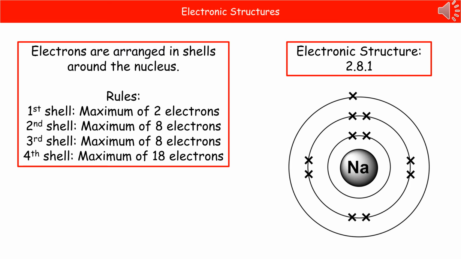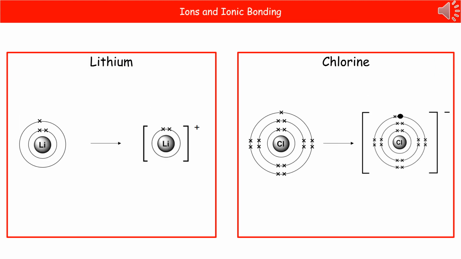So number of electrons in the first shell, dot, number of electrons in the second shell, dot, number of electrons in the third shell. Remember, when we see the electronic structure, that last number tells us the number of electrons in the outer shell. It also tells us the group number then. We can also work out what period it's in by the number of numbers there are. So in this case there are 3, so it's in period 3.